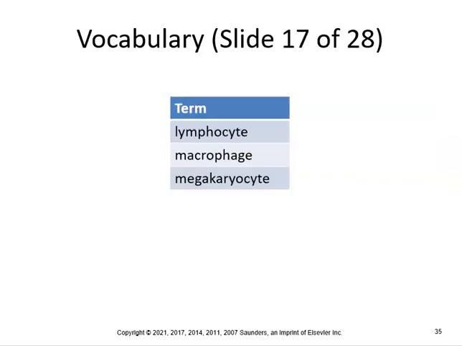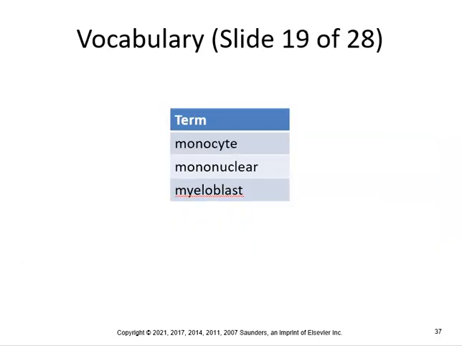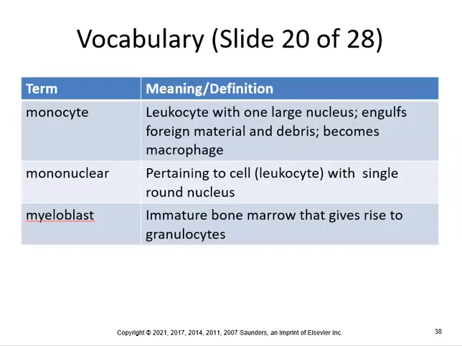Lymphocytes, macrophages, megakaryocytes. A lymphocyte is a mononuclear leukocyte that produces antibodies. Macrophage is a monocyte that migrates from the blood to tissue spaces as a phagocyte and engulfs foreign material and debris, destroys worn-out red blood cells. Megakaryocyte is a large platelet precursor cell found in the bone marrow. Monocyte, mononuclear, and myeloblast. A monocyte is a leukocyte with one large nucleus, engulfs foreign material and debris, becomes a macrophage.